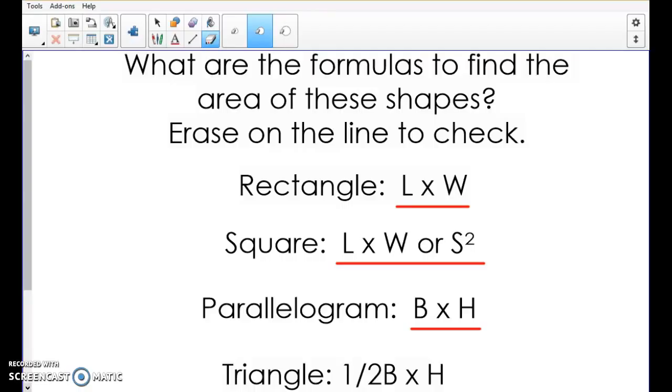Hello, it's Mr. Muller for lesson 7-3, area of shapes. So we're pretty much going to be going over all of our area shapes, and then we're going to be finding the area of some not so common shapes.